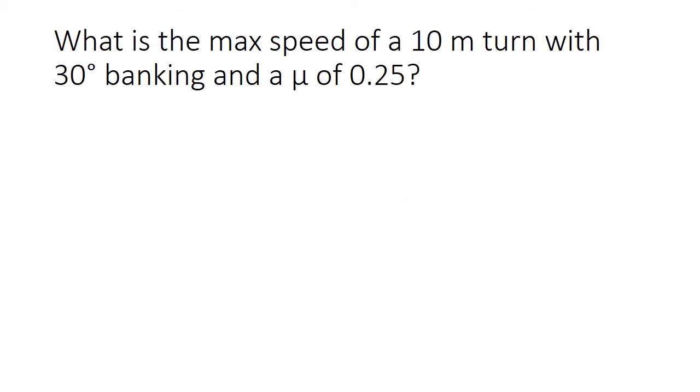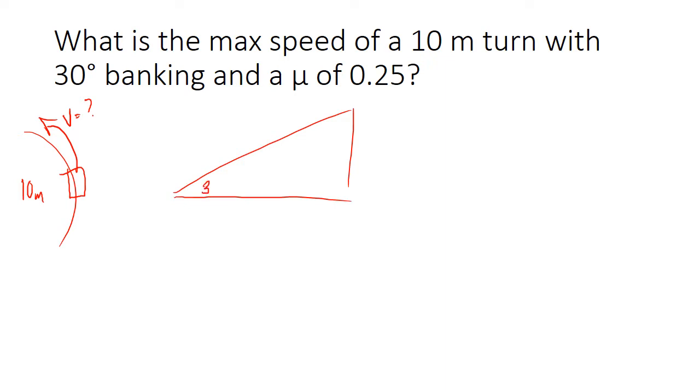So what's the max speed of a 10-meter turn with a 30-degree banking and a coefficient of friction of 0.25? Alright, so here's the turn. It's 10 meters. We want to know what's the highest speed, so V is equal to something. And we've got this triangle, 30 degrees, because we want to be nice to you for the first one. Get that all out of our system.